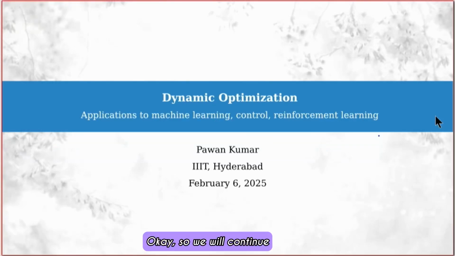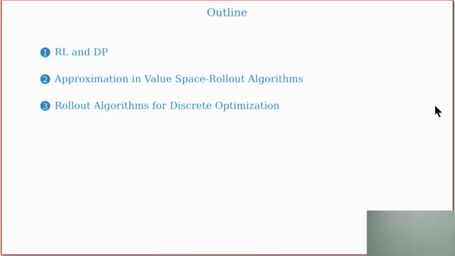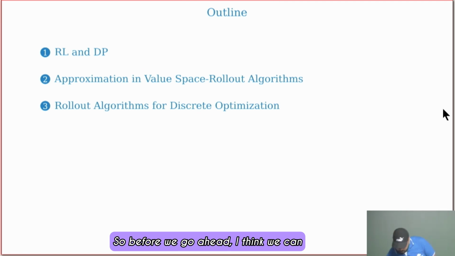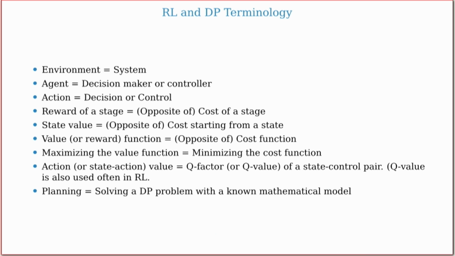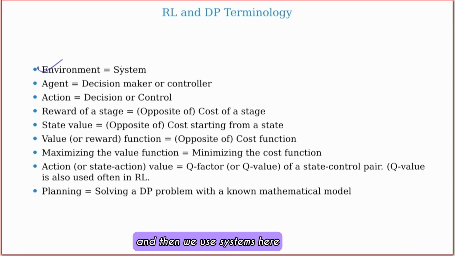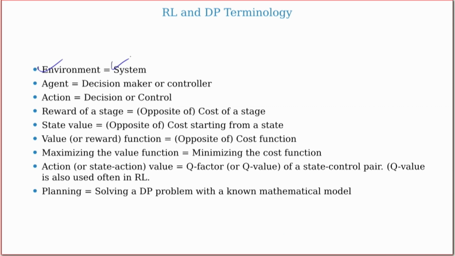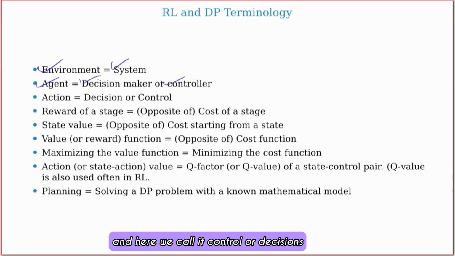Okay, so we will continue. Before we go ahead, I think we can compare dynamic programming with RL. In RL literature, they use environment, and then we use systems here. In the DP terminology, we have agents there, and here we call it control or decisions.